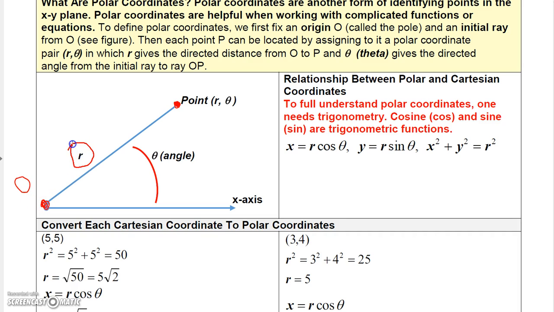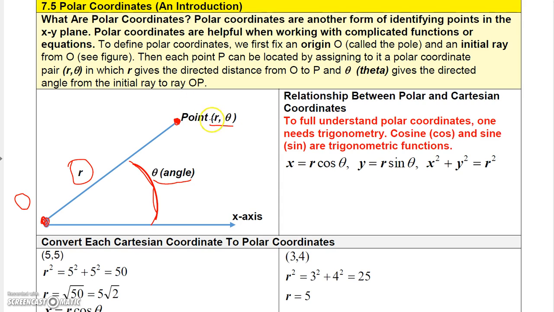So we call that the radius. And then I have to know, if you drew a line from the origin to the point, what angle would that line be from the x-axis? And that's theta. Okay, so we're going to call that angle theta. So really, if I know the distance r and the angle theta, then I can identify that point.